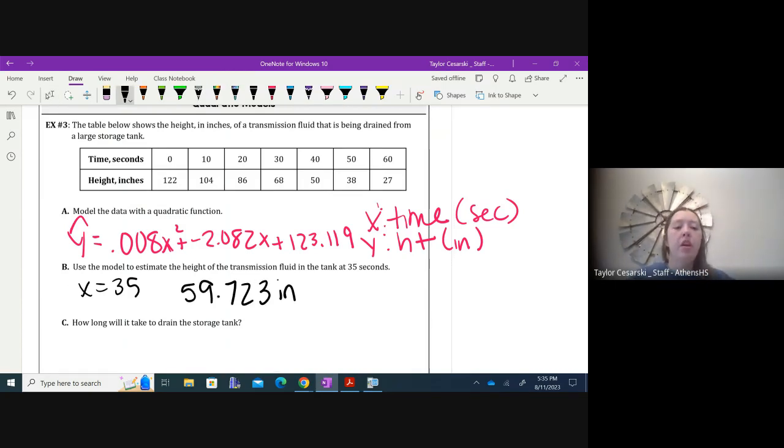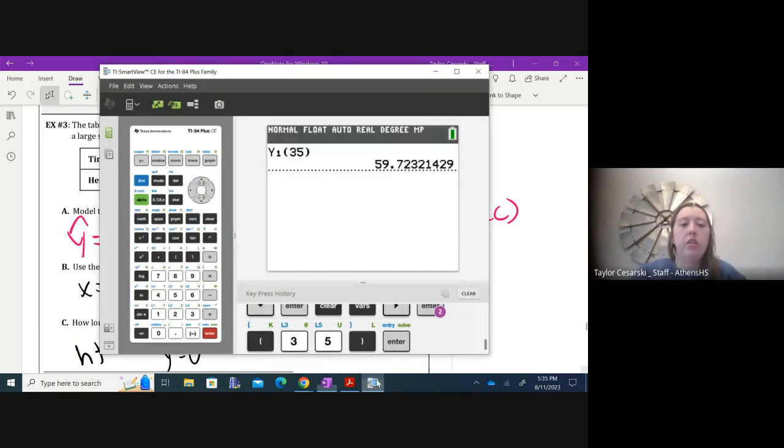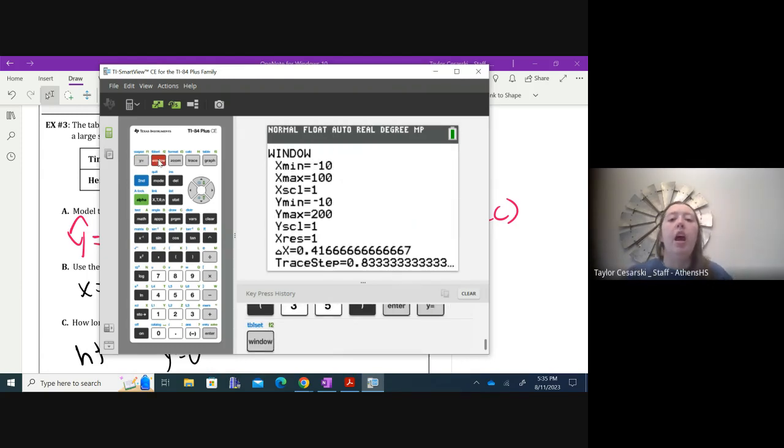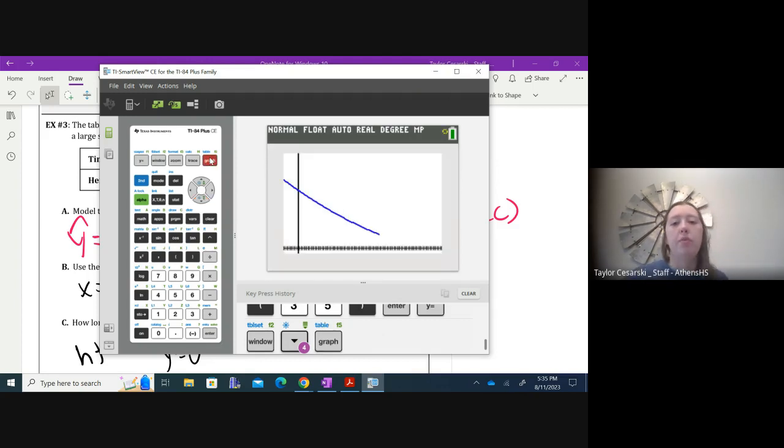Okay. How long will it take to drain the storage tank? That means that the height is equal to 0, or we could say that y equals 0. So how we can do this is we know this function is in my y1. I've already changed my window and I've made my x max 100. I know that y-intercept is 123 point something, so I need my y max to be higher than that, and you can kind of play around with the window. If I go to graph, I'm looking for where the height is equal to 0, or that y value. So I'm looking for that 0 right there.